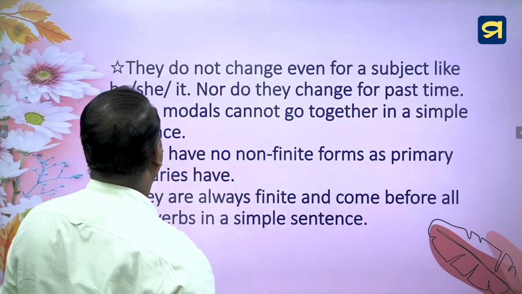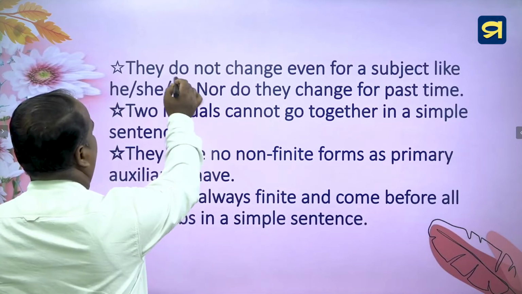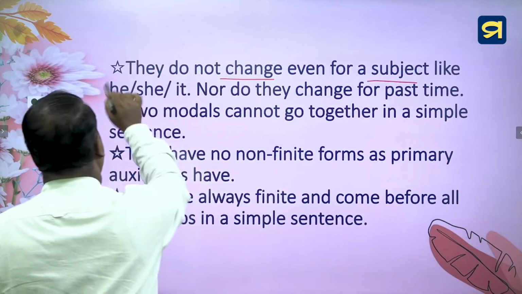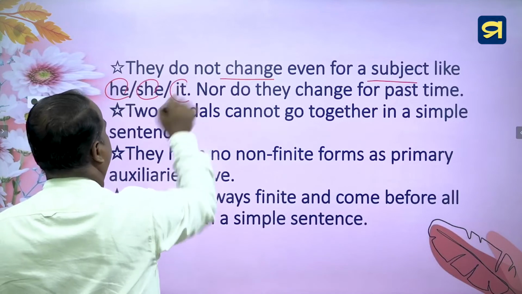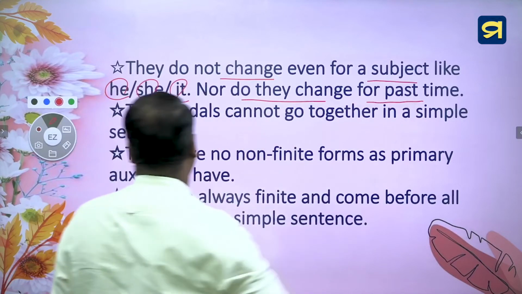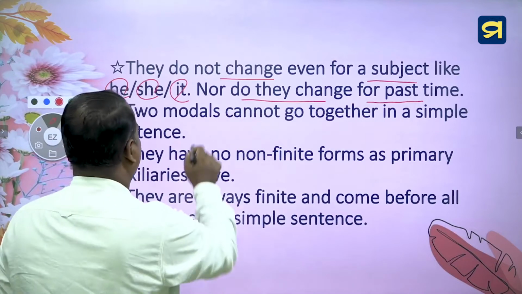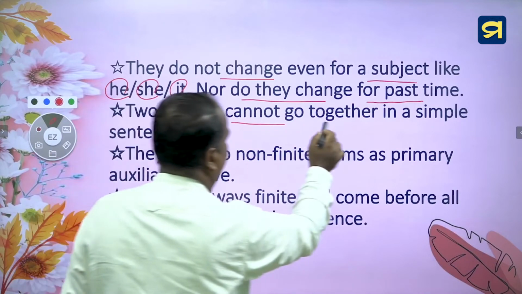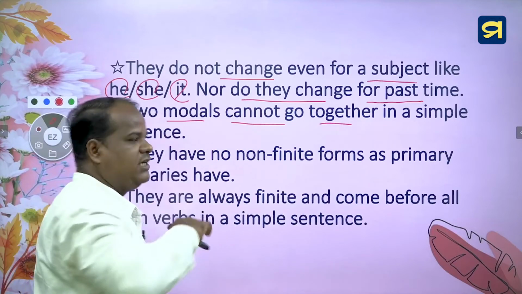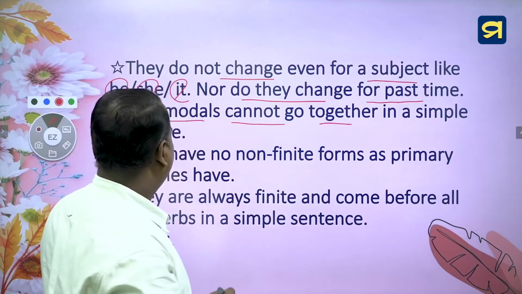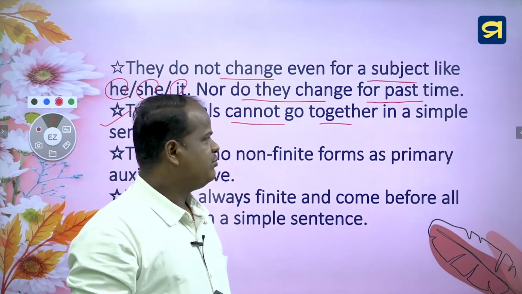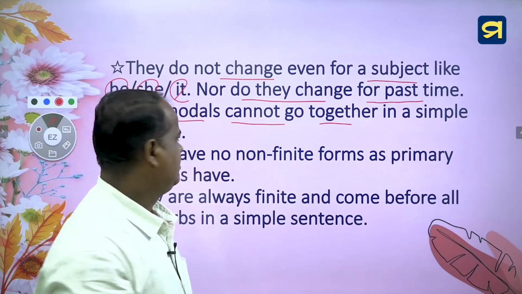Next, the modals do not change even for a subject like he, she or it, nor do they change for past time. Okay children, two modals cannot go together in a simple sentence. This is an important point. You have to remember it, that two modals cannot be used in a single simple sentence together.